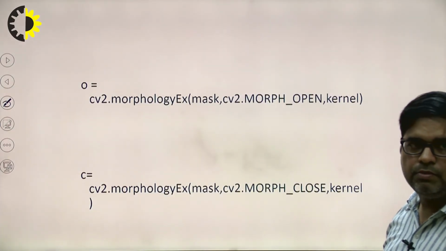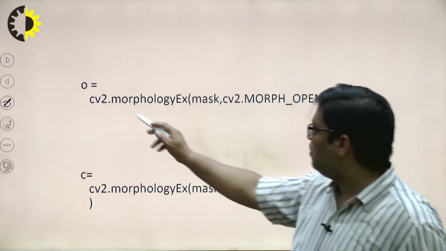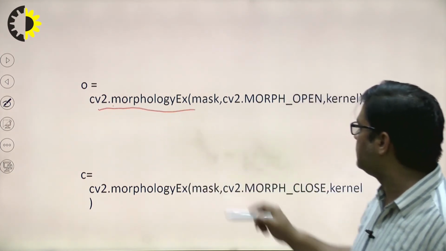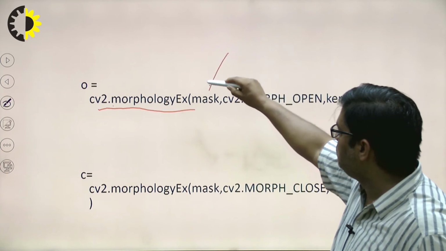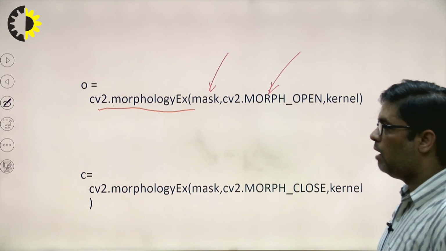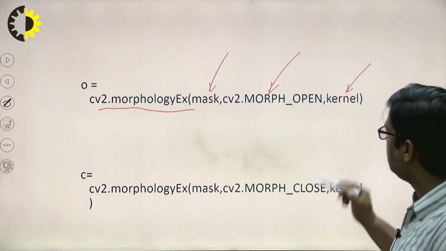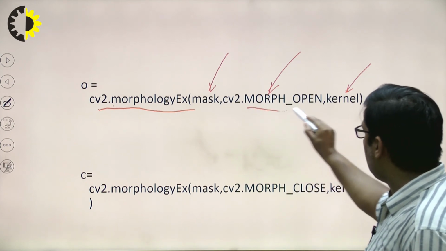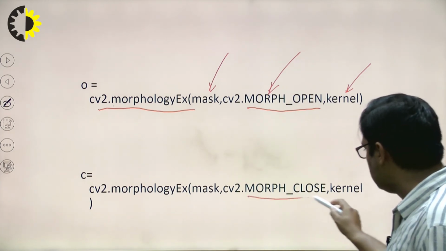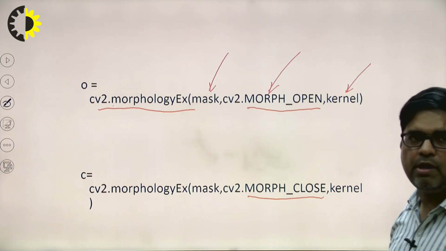So whenever we use it in Python, the operation is cv2.morphologyEx, with the mask that we have used for the image. cv2.morph is nothing but the application of the morphological image operation, and kernel is the structuring element. So here cv2.MORPH_OPEN is the opening operation, and cv2.MORPH_CLOSE is used for the closing operation in the programming language.